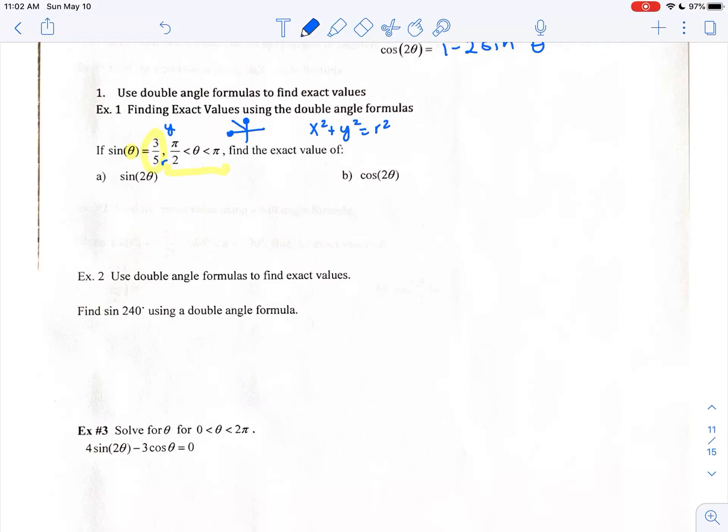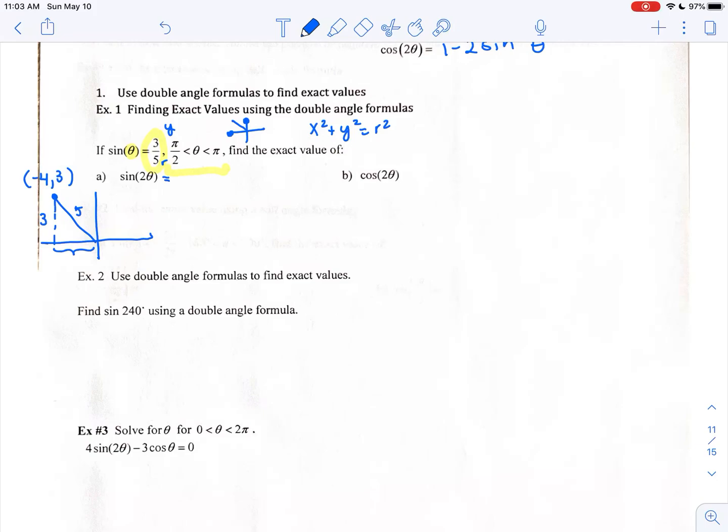Let's sketch that in a bigger quadrant. My y coordinate is 3, my radius is 5, and we're trying to figure out our x value using the Pythagorean theorem, or we know it's a 3, 4, 5 triangle. However, in the second quadrant, our y coordinate is positive and our x coordinate should be negative, so -4 is our x. All of that I was able to glean from just the given information.